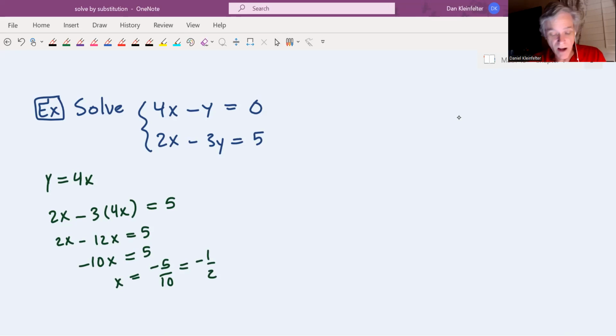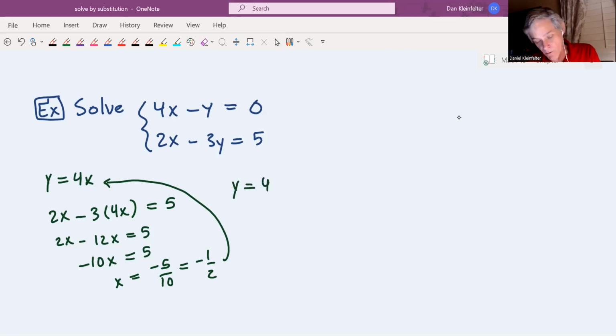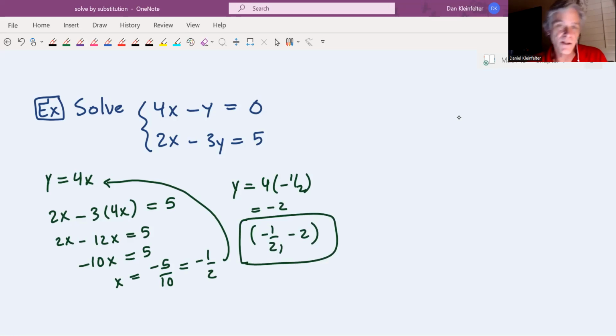Okay, once we've got the value for x, we will back substitute into an equation to get y. And it doesn't matter which one you substitute into, so I would choose the one that's easiest. I think the y equals 4x one is easiest. So we'll have y equals 4 times negative 1/2, and that will be negative 2. So we'll have negative 1/2 for x and negative 2 for y. And that will be our solution.